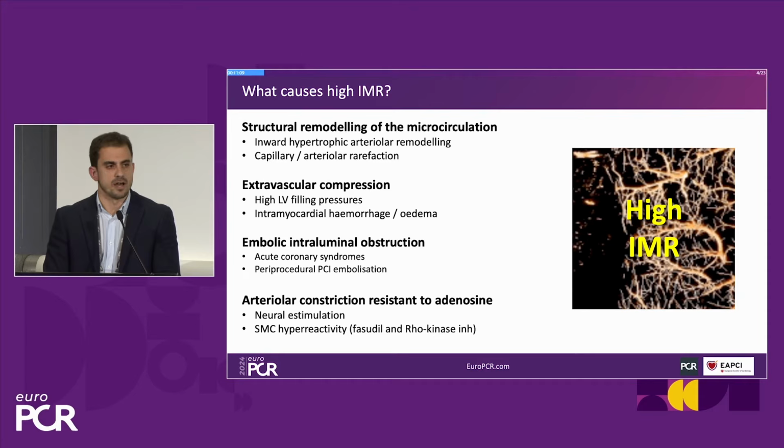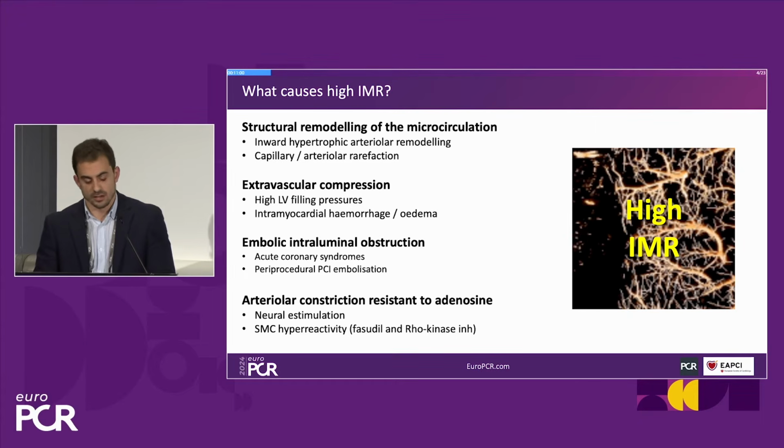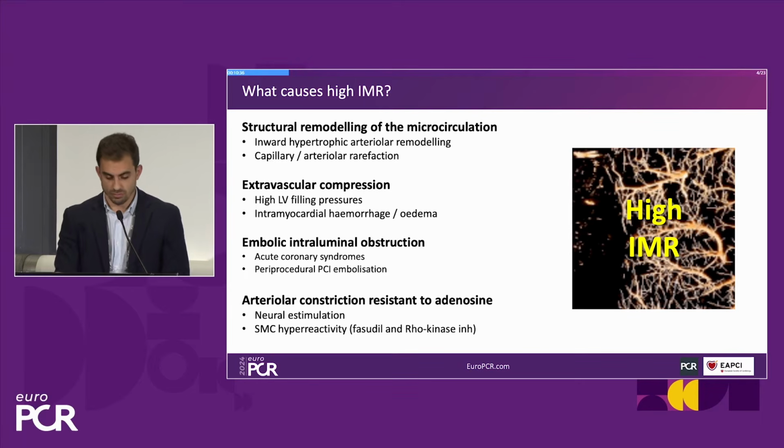So where does high IMR and high resistance come from? Well, they may come from several causes, but the most important ones, I think, are summarized here. They can come from structural remodeling of the microcirculation, inward hypertrophic arterial remodeling, arterial rarefaction, etc. It may come from extravascular compression. It may come from embolic intraluminal obstruction that we all cause during PCI or, of course, during acute coronary syndromes. Or they may come also from arterial constriction resistant to adenosine, which is a much more unknown entity, and that may also be related to Rocky-Nice function.